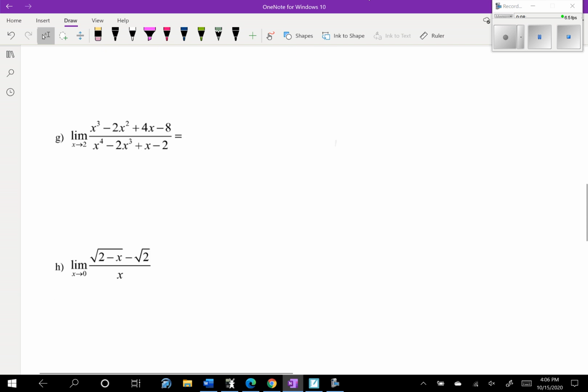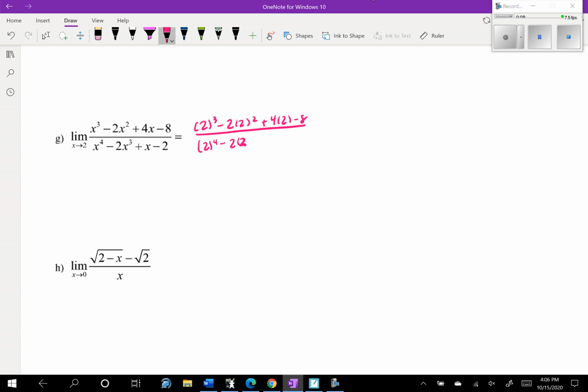So looking at the next one, if I plug 2 into this equation, this is a rational function, so if it gives me 0 in the denominator, then we have to look out for other techniques. If I plug in 2, I get 2 cubed minus 2 times 2 squared plus 4 times 2 minus 8, over 2 to the fourth minus 2 times 2 cubed plus 2 minus 2. So when I plug this in, 2 cubed is 8, minus 2 squared is 4 times 2 is 8, plus 4 times 2 is 8, minus 8.